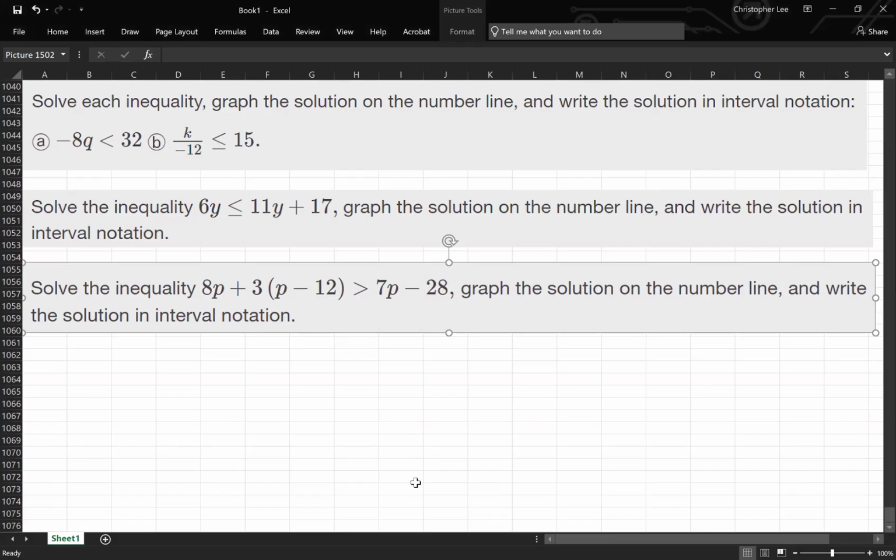All right, I'll be back. First example, there's two inequalities here, right? So I'm looking for two graphs and two interval notations. Any questions about this? I'll be back in a minute.